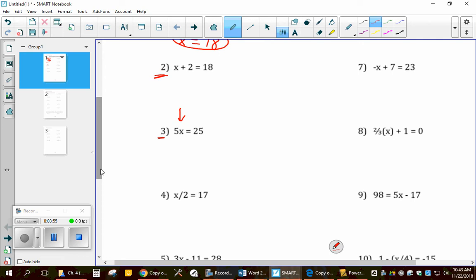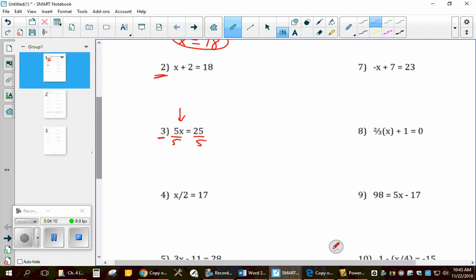So what's the opposite of multiplying? It's dividing. Divide by 5. Remember, when you write over, that means divide. So 5 divided by 5, and then I'm going to do the exact same on the other side.